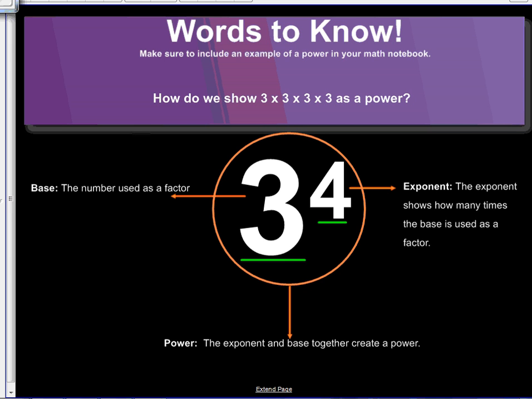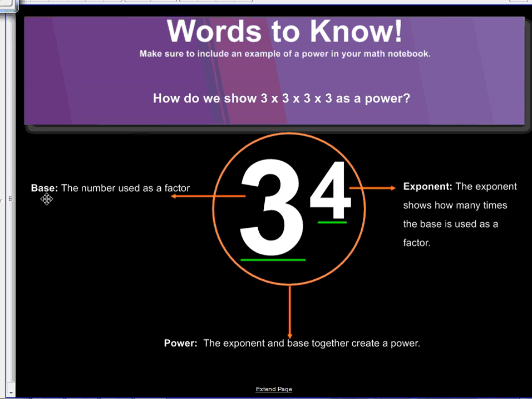All right, today we are going to be talking about powers and exponents. Powers and exponents are a really good way to write a math problem in a very shortened expression. For example, how do we show 3 times 3 times 3 times 3 as a power? In order to do that, we need to know some different vocabulary words.